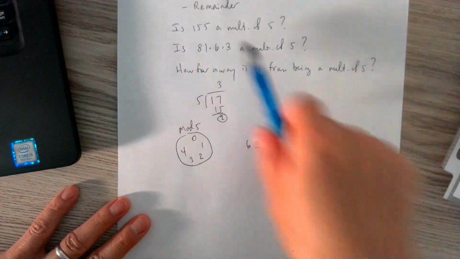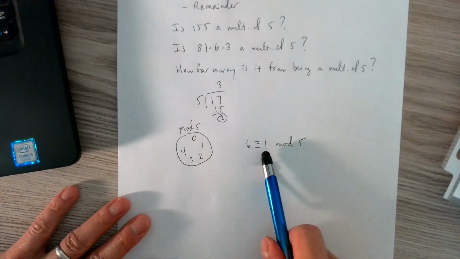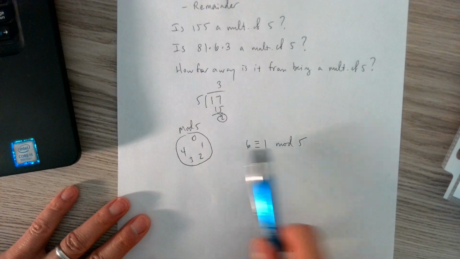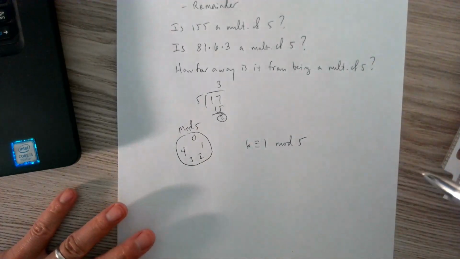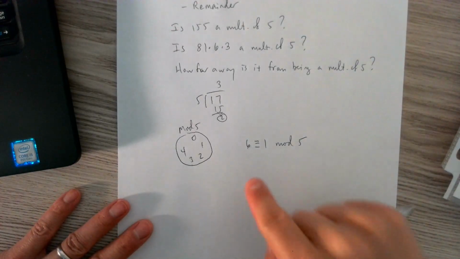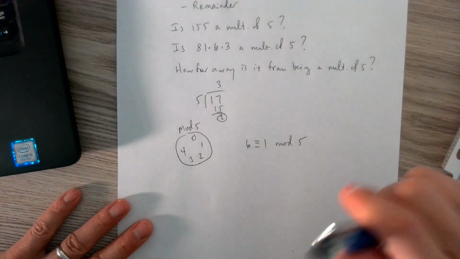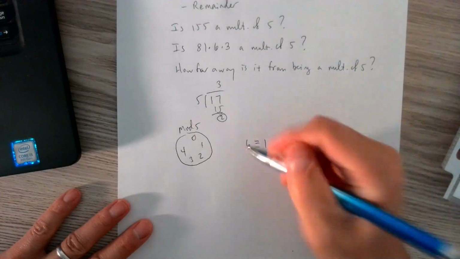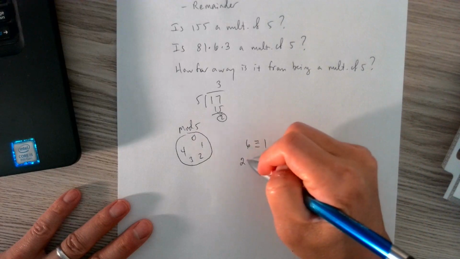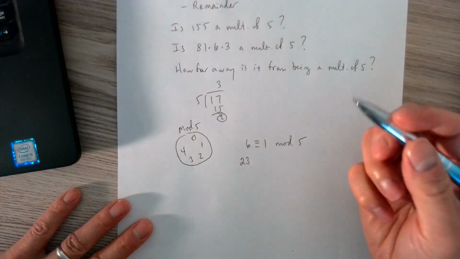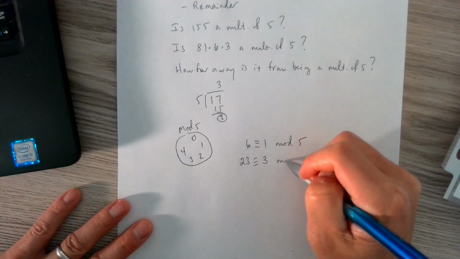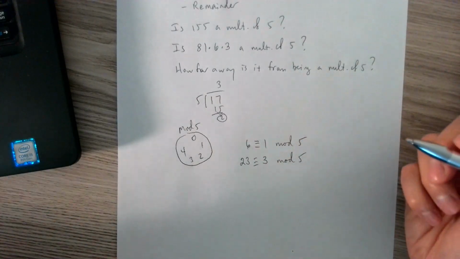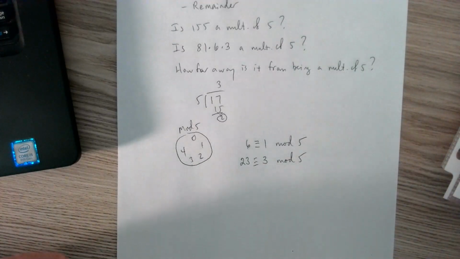But what does that really mean? Well, I was just talking about remainder. So this 1 means that 6, when divided by 5, gives you a remainder of 1. Or in more normal people's language, it is 1 away from being a multiple of 5. It's 1 away. 23 is 3 more than 20, so 23 is 3 in mod 5. In other words, it's 3 away from being a multiple of 5.